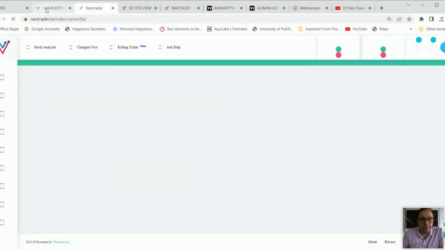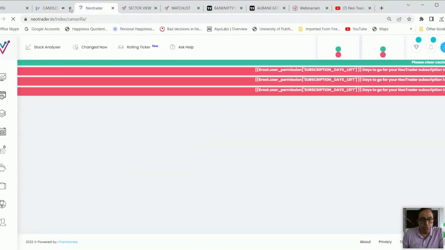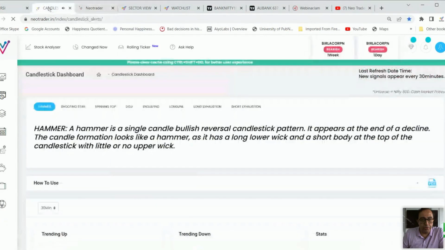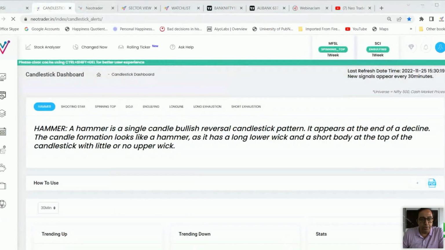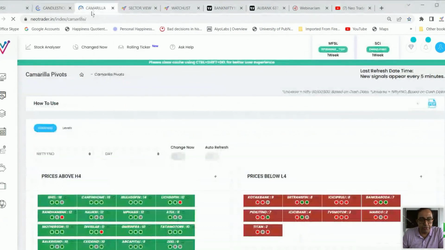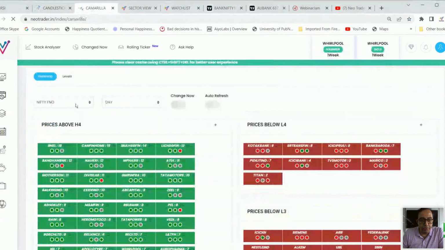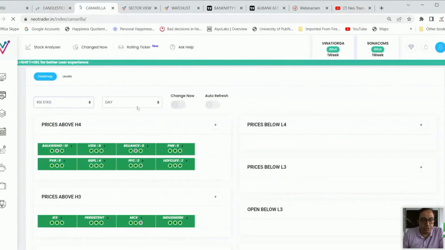Hold on a moment. We are opening the Candlestick dashboard and we are opening the Camarilla pivot page. These are the two pages which we are going to open. Now we are going to go here and select our basket, which is RSI stocks.